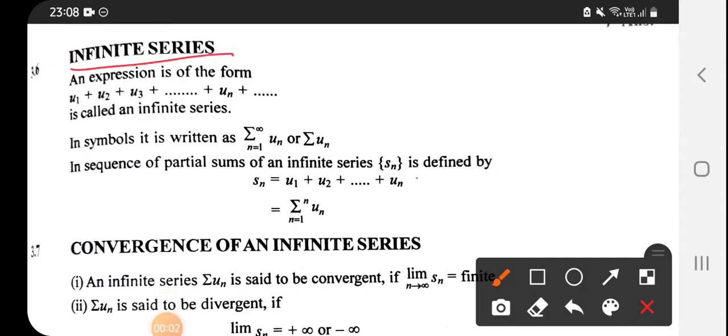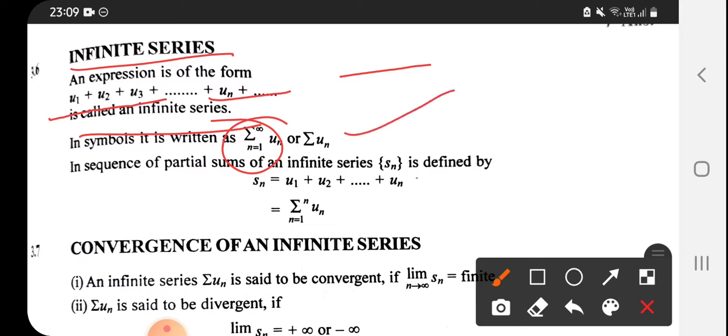Infinite series. An expression of the form u1 plus u2 plus u3 up to un or up to infinity is called an infinite series. In symbolic form, summation n=1 to infinity un, this is the expression. The sequence of partial sums u1, u2, u3 up to un is denoted by Sn, limit n tending to infinity of summation n=1 to n un. This is the sum of n terms.